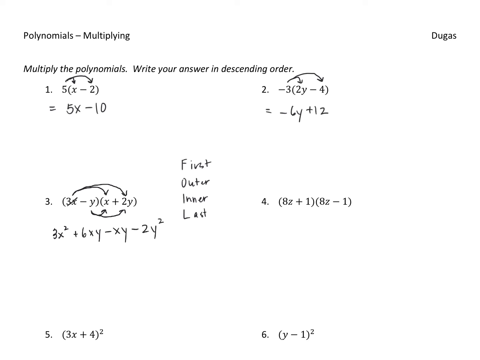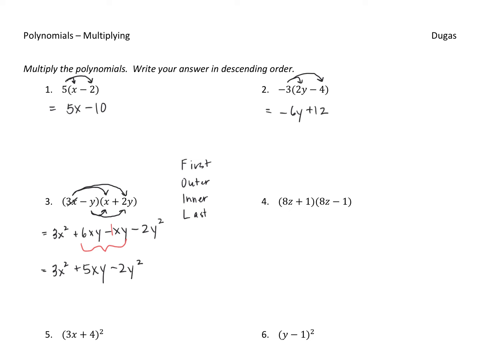So now once I do that, I want to look and see if I have any like terms. You will notice that the 2 middle terms both have an xy. So those are considered like terms. The coefficient of the second xy is understood to be a 1. So you're going to do 6 minus 1. So we'll bring down the 3x squared. We get plus 5xy because 6 minus 1 is 5. And then we bring down the negative 2y squared. And that would be the product of those 2 polynomials.